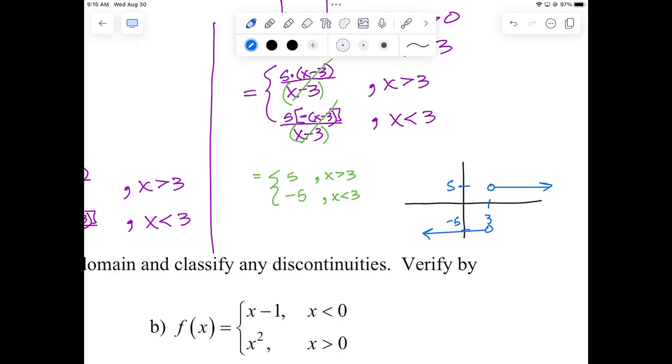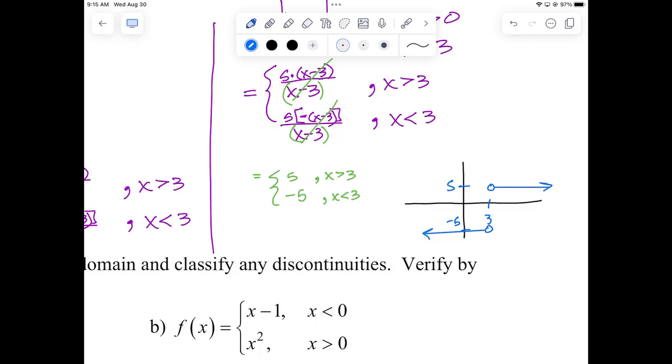Is it a hole? Is it a VA? A VA would force these values to go up or down really quickly towards infinity or negative infinity. Is that what that graph is doing? Is it curving upward or no? So it's not a vertical asymptote. Is it a hole? It looks like a hole because we have 2 open circles.